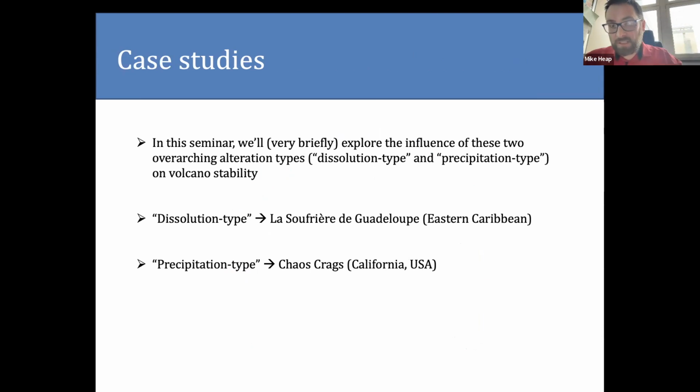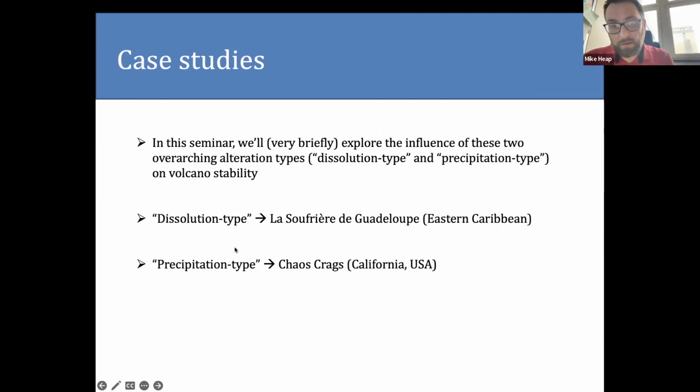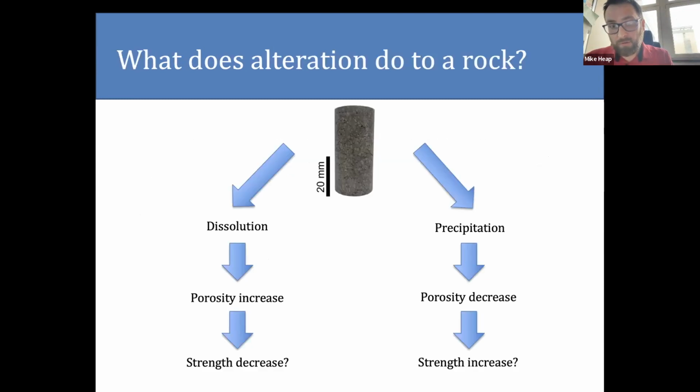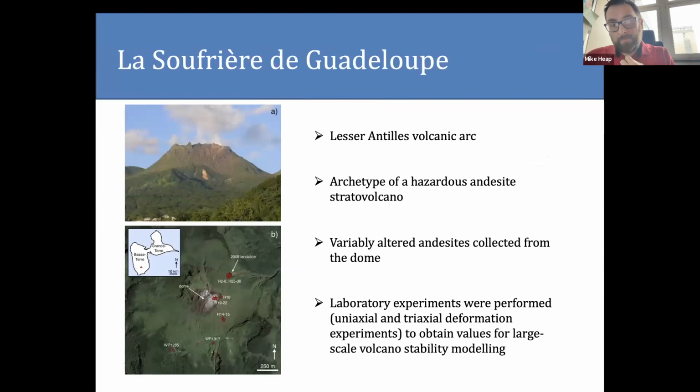So for dissolution type alteration, that's the weakening here, we're going to go to La Soufrière de Guadeloupe, and for precipitation type alteration, that's this side here, we're going to go to Chaos Crags in California. So case study one, La Soufrière de Guadeloupe. It's a typical hazardous andesitic stratovolcano.